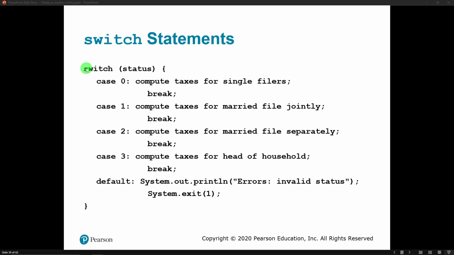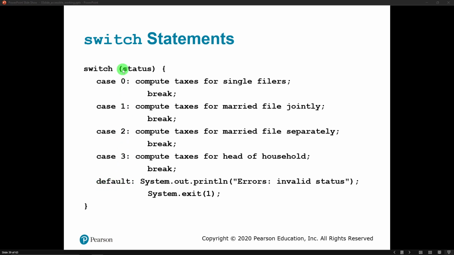So a switch statement basically uses the keyword switch, and in parentheses for the condition of the switch statement, we have to stick something that we're going to compare to these cases. So in this case, status, I think this is supposed to be like an income tax program where you pick your status. If you're single, you pick 0. If you're married filing jointly, you pick 1. If you're married filing separately, you would pick 2. If you're head of household, you would pick 3. And then there's a default.